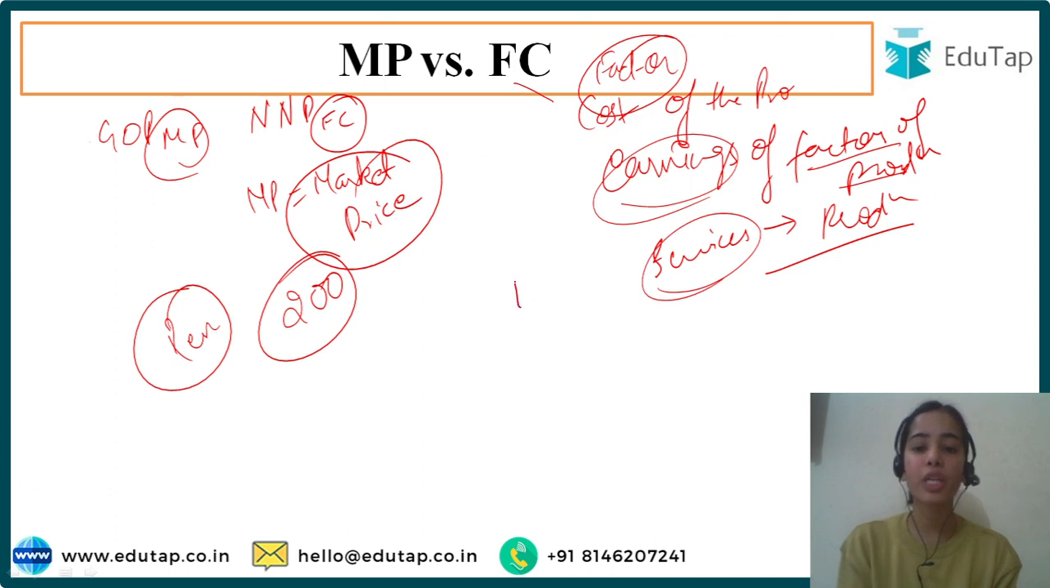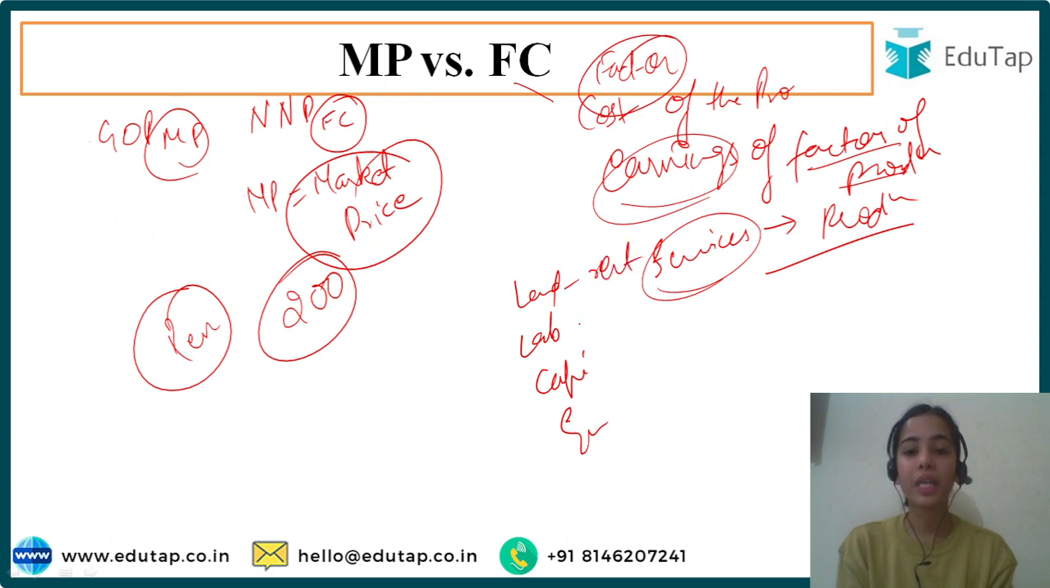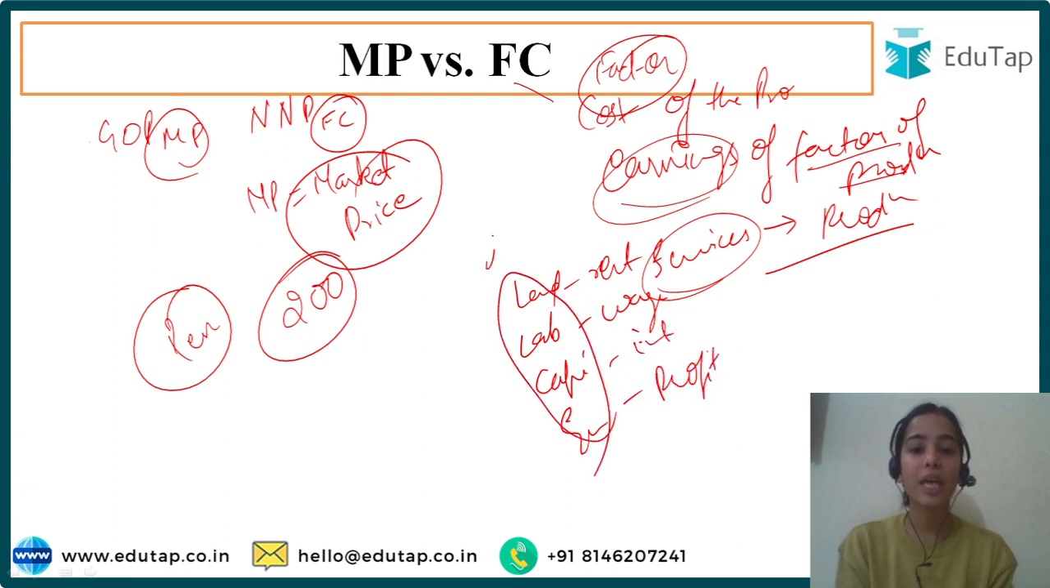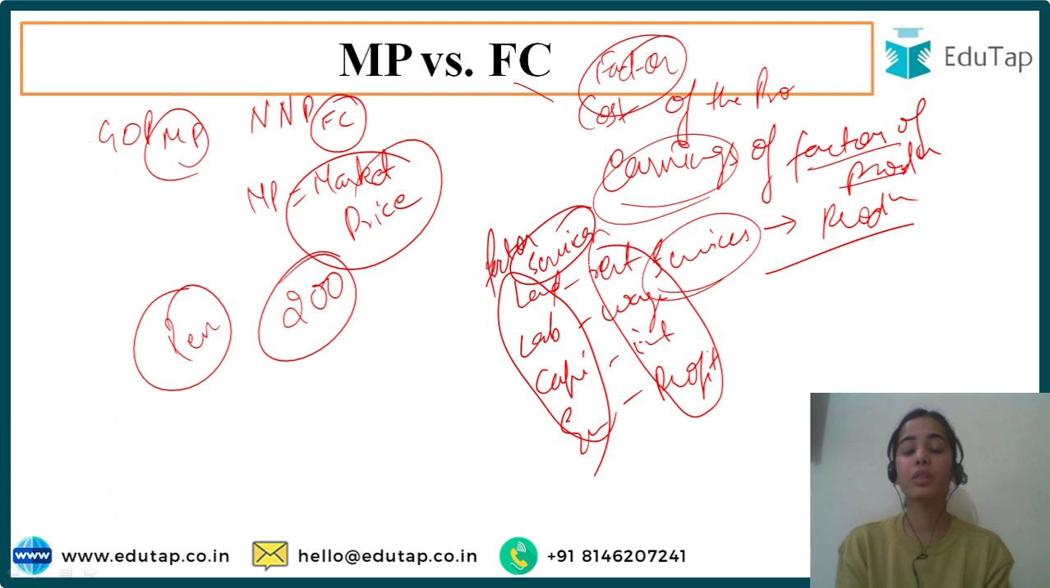The factors of production are land, labor, capital, and entrepreneur. Land is earning the rent, labor is earning the wages, the capital is earning the interest, and the entrepreneur is earning the profits. So these are the factors of production, providing factor services in the production process, and they are earning rent, wages, profits and interest.